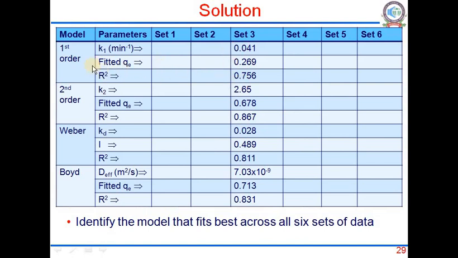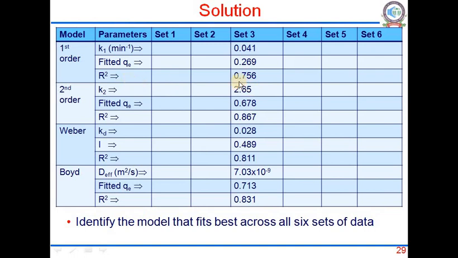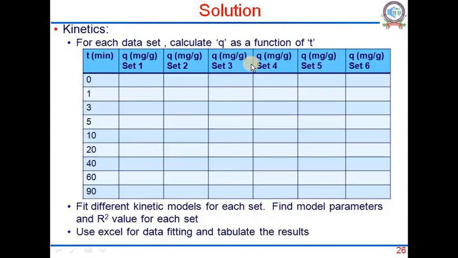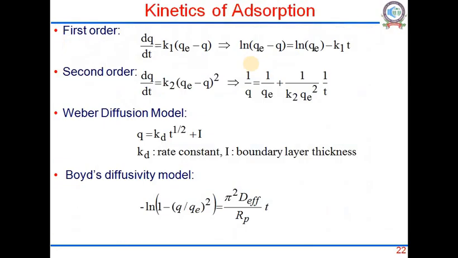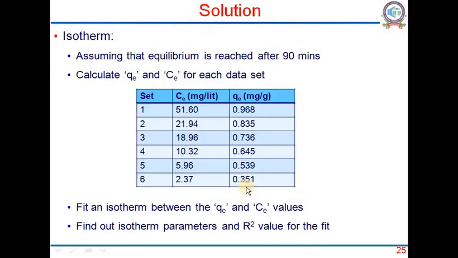For example, if we take this data set 3 and fit first order kinetics, you will find R square is 0.756, very poor, and the fitted value of QE is very different from the actual value of QE. The fitted value of QE is 0.269. Where are we going to get that from? We are going to get it from the intercept, right? But the actual QE value we already have. For set 3 it is 0.736, right?